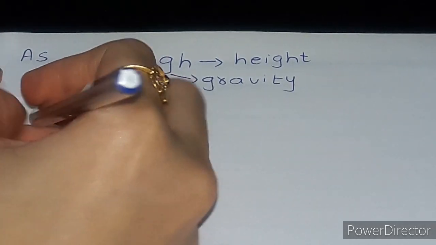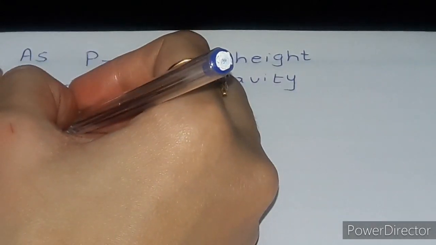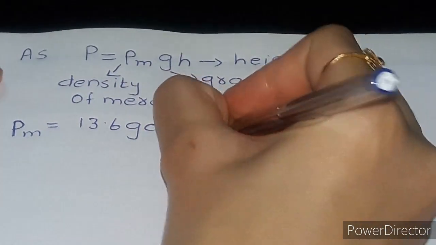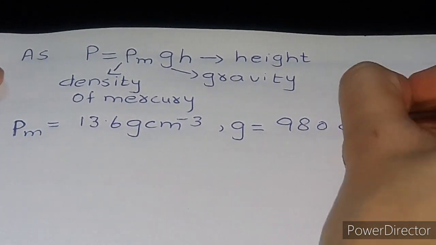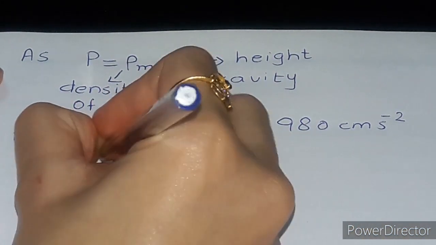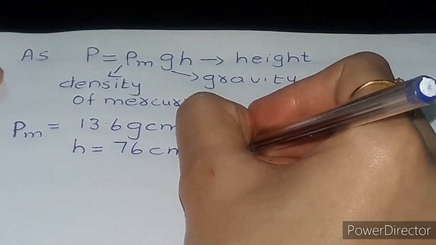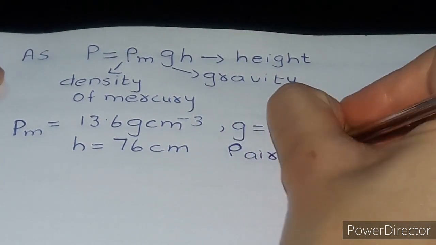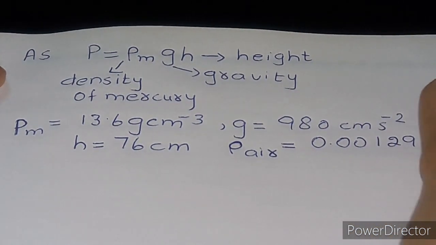Their values are given. The rho of mercury, density of mercury, is given as 13.6 gram per centimeter cube, and g value is given as 980 centimeter per second squared, and we are given height is 76 centimeter, and the value of rho in air, we have to memorize these values, is 0.001293 gram per centimeter cube.